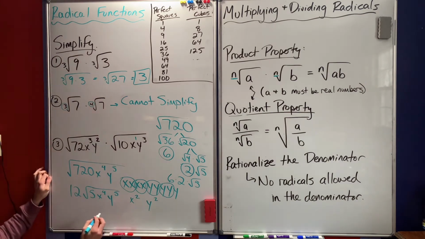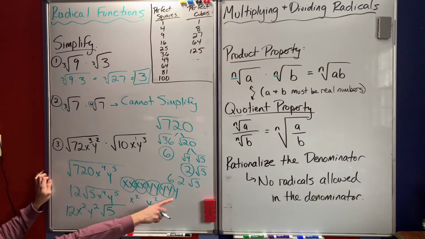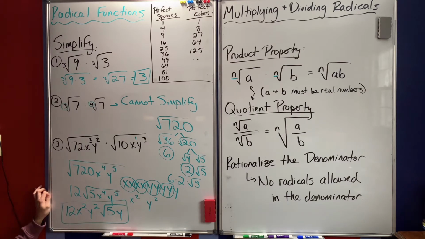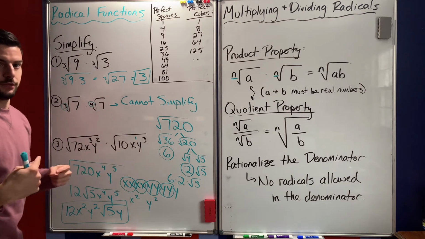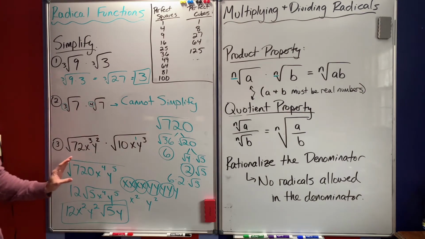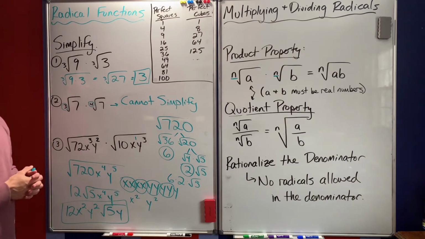Writing my final answer here, this x squared and y squared are going to be outside with the 12. So it'll be 12 x squared y squared, and then in the radical is going to be this 5 and that lonely y over there, and that would be it. So that is my process of multiplying and then simplifying down. Again, I would say the harder part is probably the simplifying, but that multiplication rule makes that easier for me. So that's that.